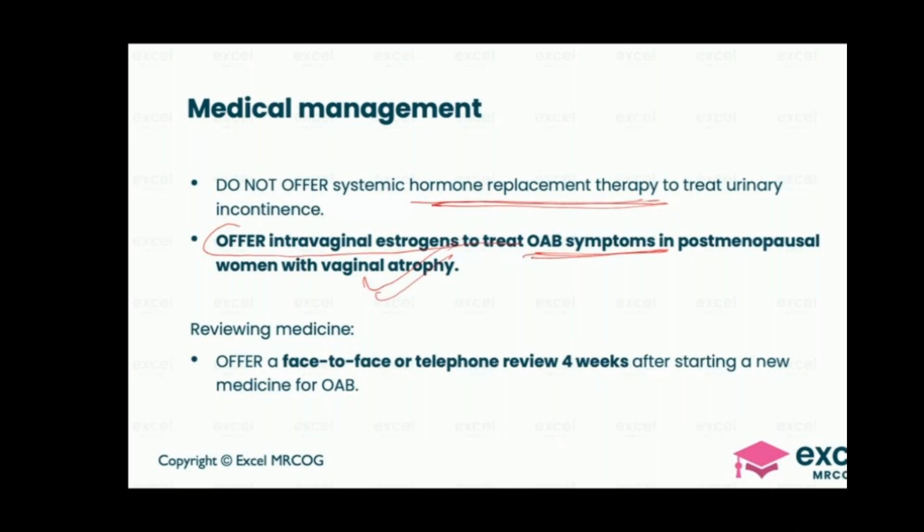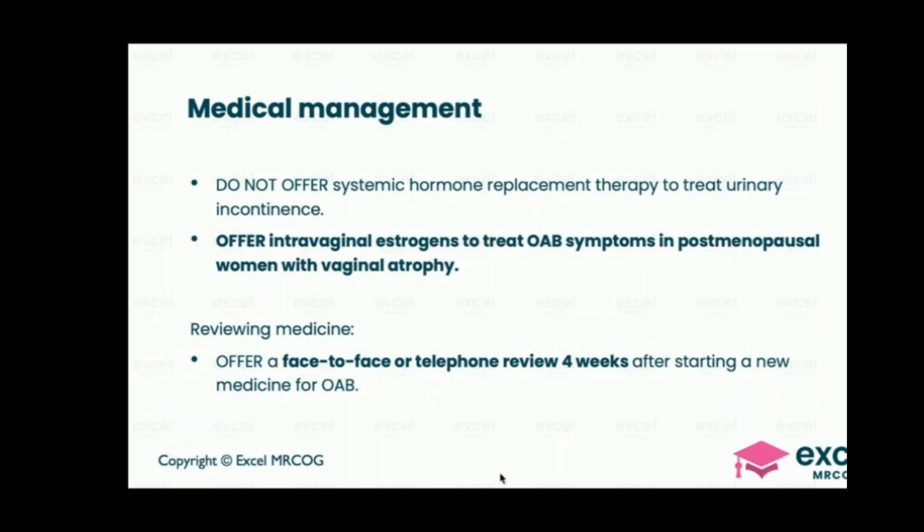This is again important. These follow-up questions come in the exam. This comes as an SBA. Follow-up for anticholinergic medicines is after 4 weeks. It is not just a follow-up as such. You can have a follow-up or a telephone review at 4 weeks. So you can have a face-to-face review or a telephone review for these women. That is important for you to remember.